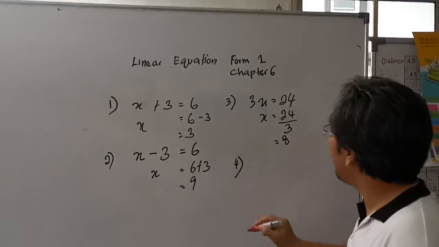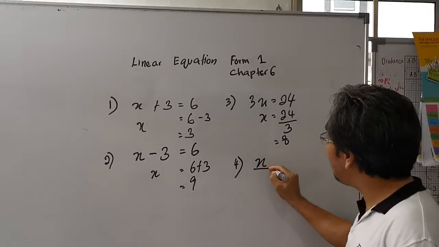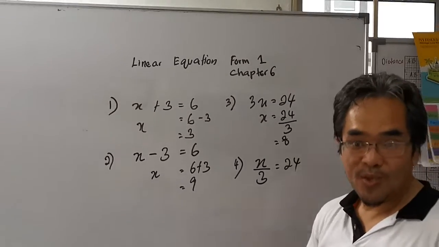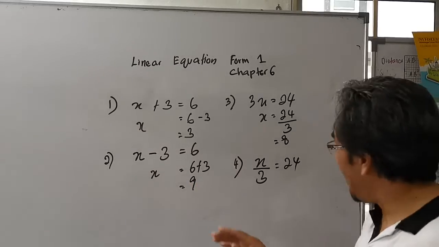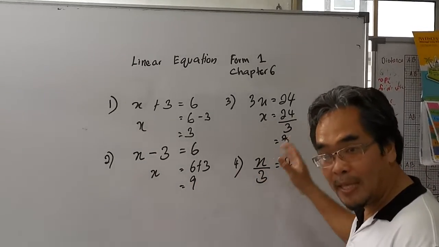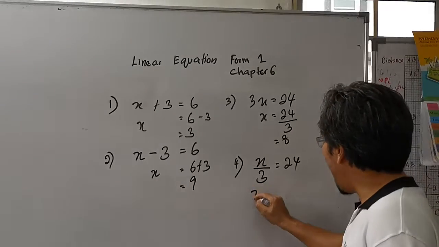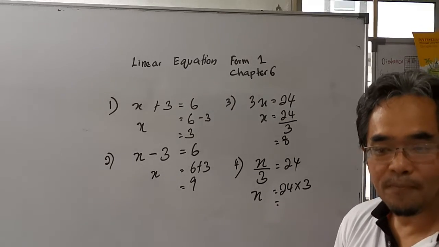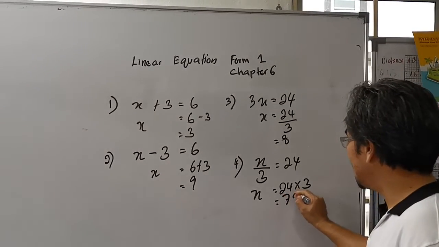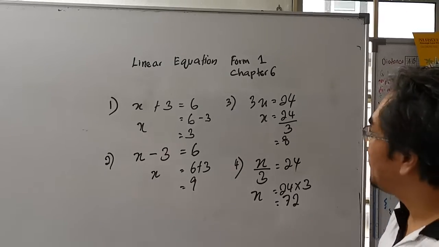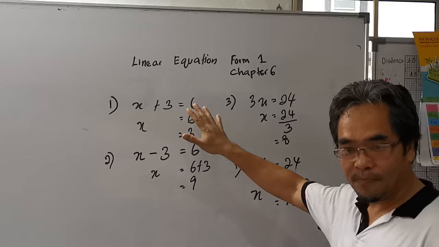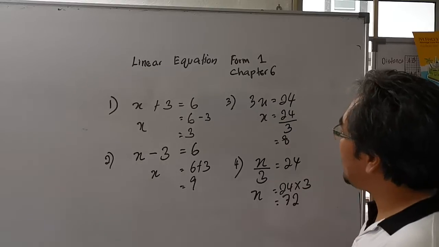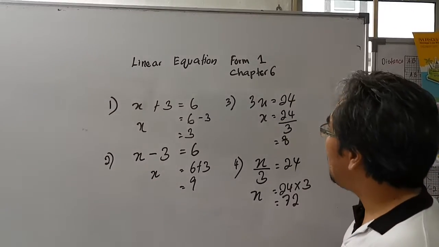Okay. Number 4, if x divided by 3 equals 24. Now you do not know. You have to use this method. If divide, you move to the other side, it becomes multiply. So x is 24 times 3. What is 24 times 3? 72. Okay, right. So you have to know this first. Later on, what happens if we have a more complicated one?